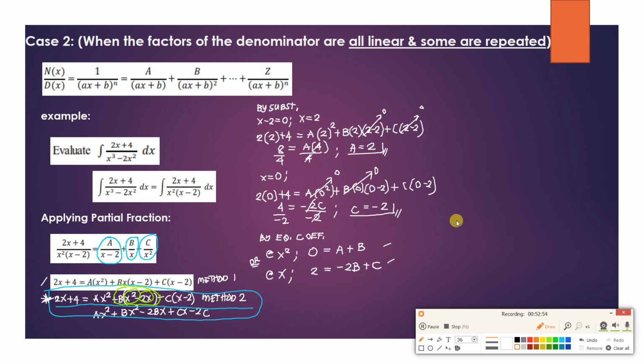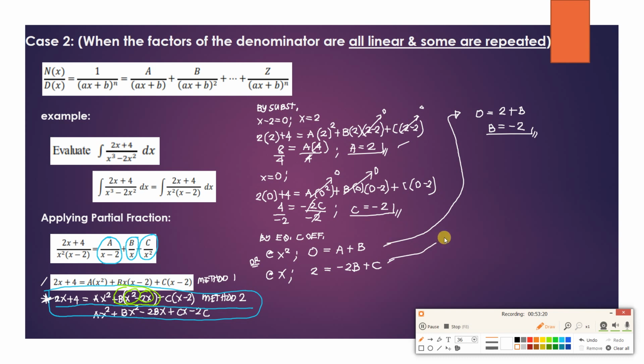Kung ito ang isosolve natin, using this one, we have 0 equals A. Okay, may value na tayo ng A, which is 2. Ito, 2 plus B. Or, B, solving for B kasi yung nawawala is negative 2.